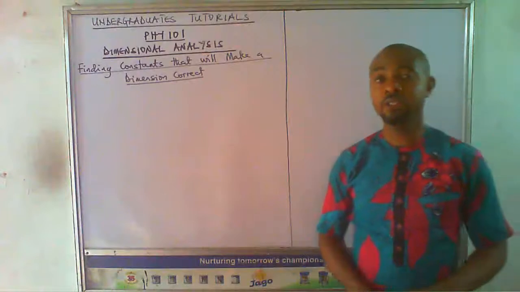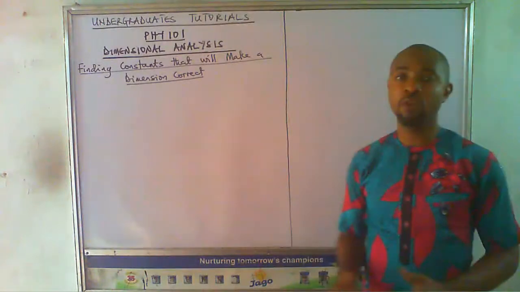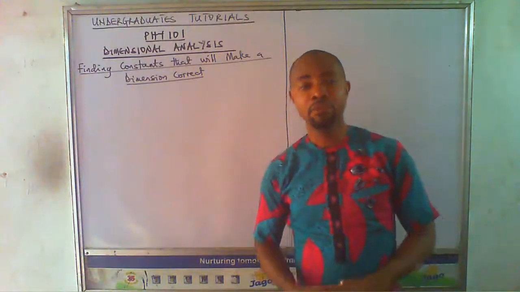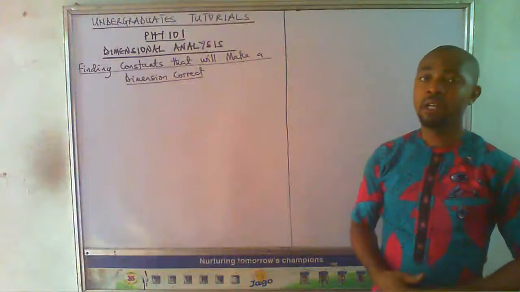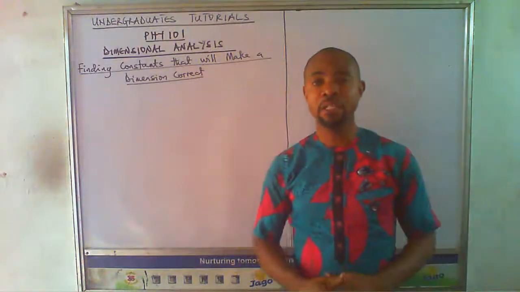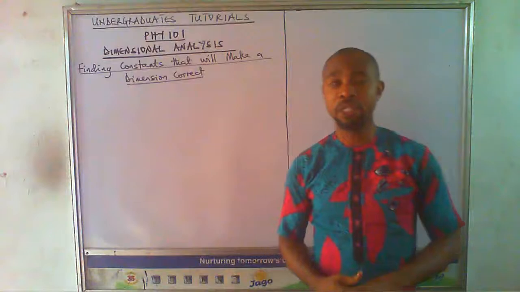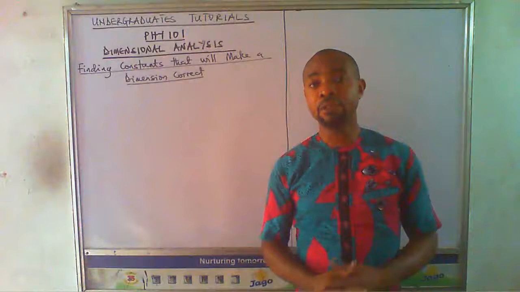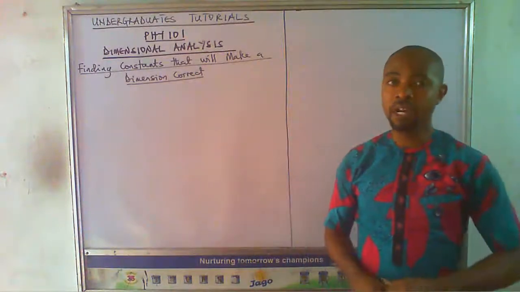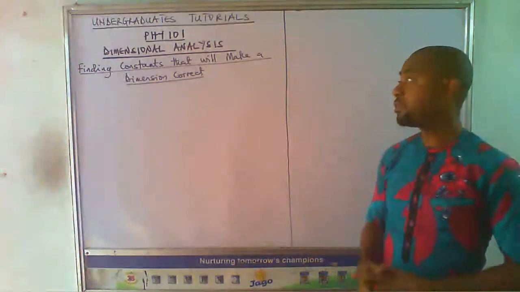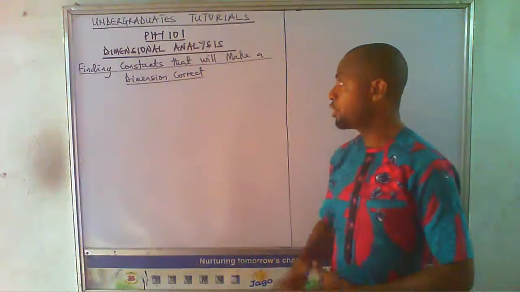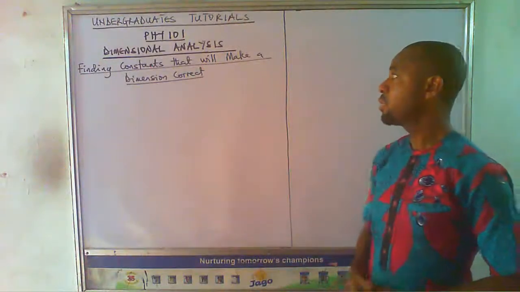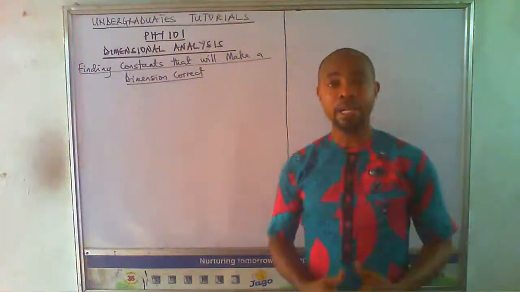Today on undergraduate tutorials we are going to look at physics 101 and the topic is still dimensional analysis. Remember that we have looked at the first part of dimensional analysis where we considered the basic terms associated with dimensional analysis, and then we also looked at how we can obtain the dimensions and units of derived quantities. Today we are going to look at another aspect of dimensional analysis, and that is finding constants that will make a dimension correct.